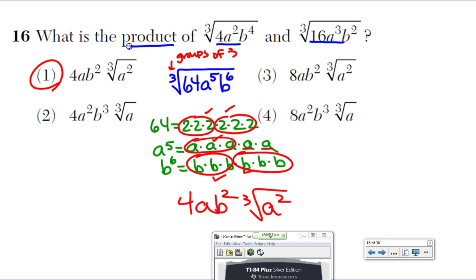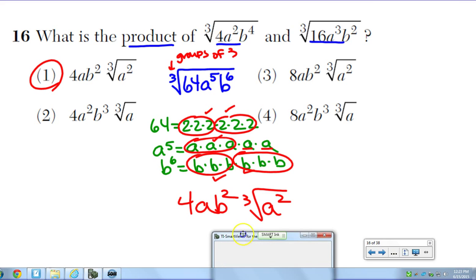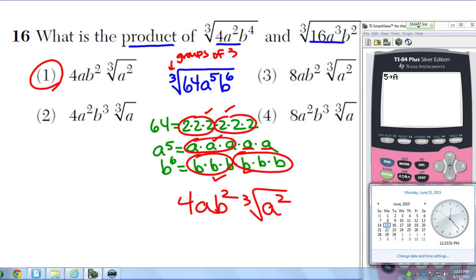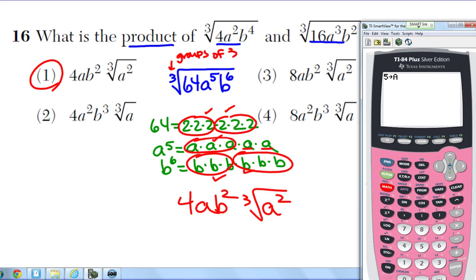Now again, you can store and do this on your calculator. You're going to store for each variable, A and B. And I can show you that done. So we could pick any number we want. 5, store alpha A. We can do 6, store alpha B.